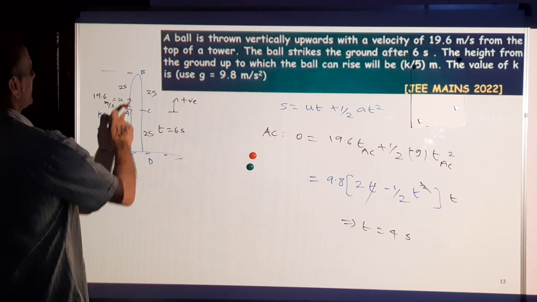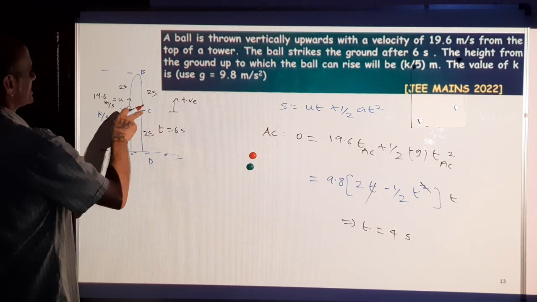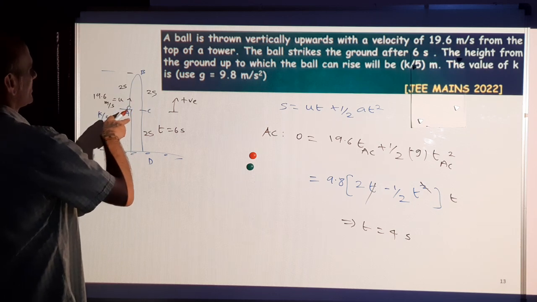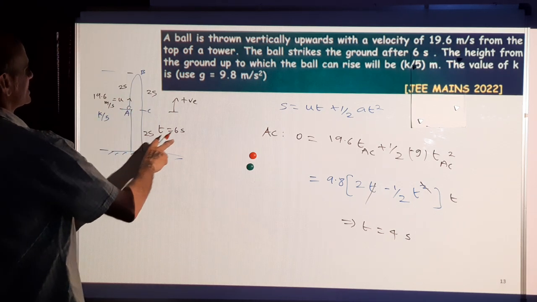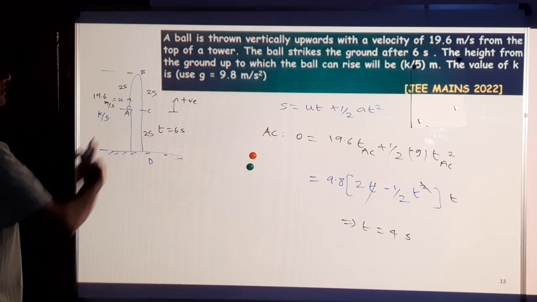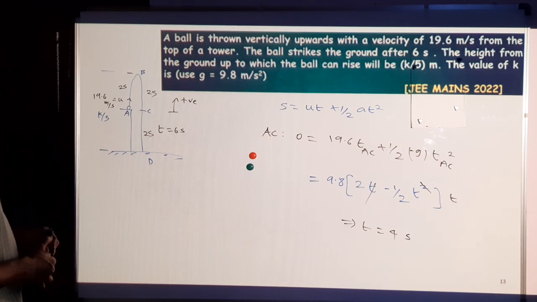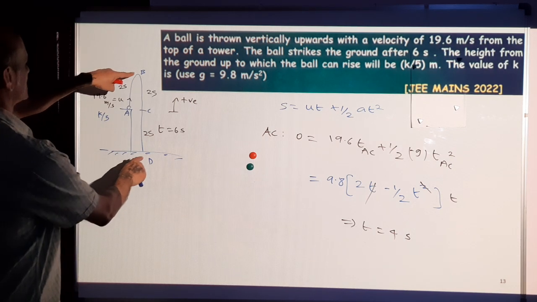4 seconds is split equally between AB and BC. By symmetry, the time AB equals BC. So it's 2 and 2. And the total time is 6, so the remaining time is 2. So from here to here is 2. So now we have to find this maximum height.